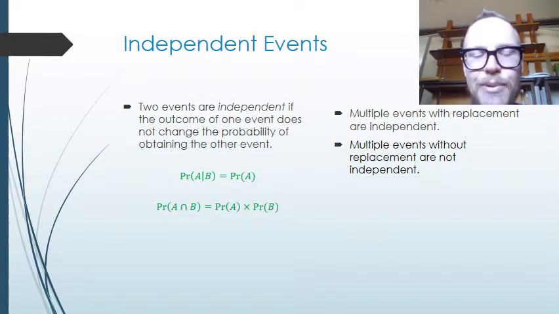For example, if I flip a coin and I get heads, that does not affect if I flip the coin again. I've still got an equal chance of getting heads or tails. So the chance of getting heads or tails on the first go is exactly the same as the chance of getting heads or tails on the second go.